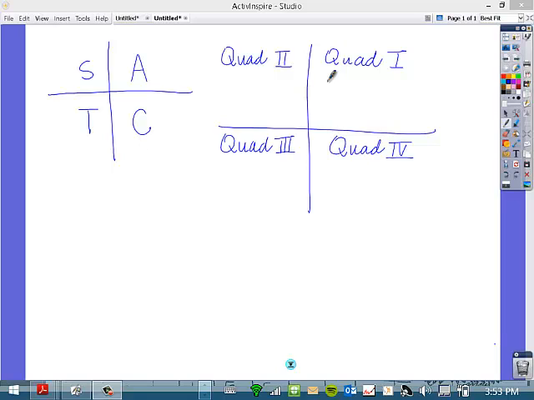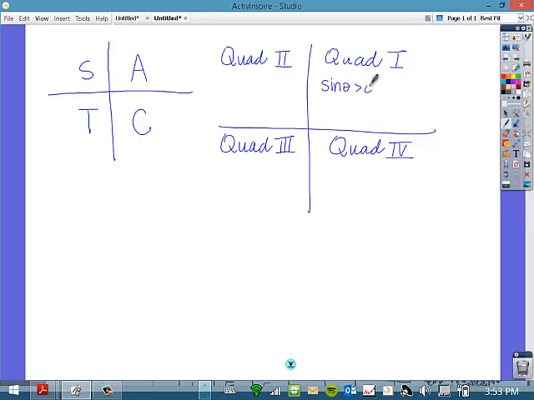All right, remember the acronym All Students Take Calculus? That helps us remember which trig functions are positive in which quadrants. So the A stands for all, meaning that all three trig functions are positive in the first quadrant. So sine of theta is greater than 0, it's positive. Cosine of theta is greater than 0. Tangent of theta is greater than 0.